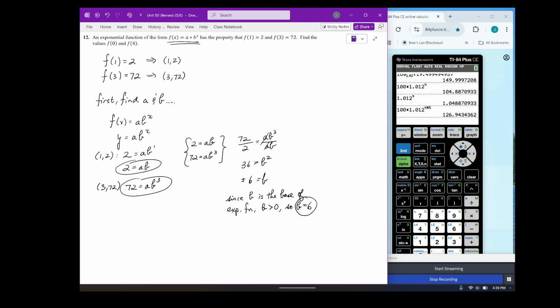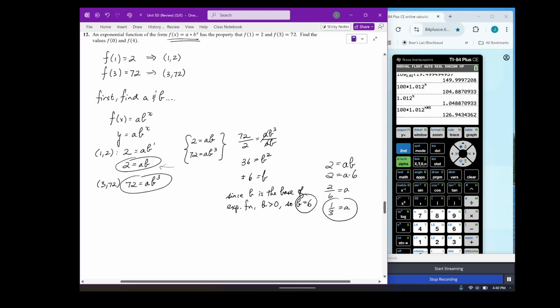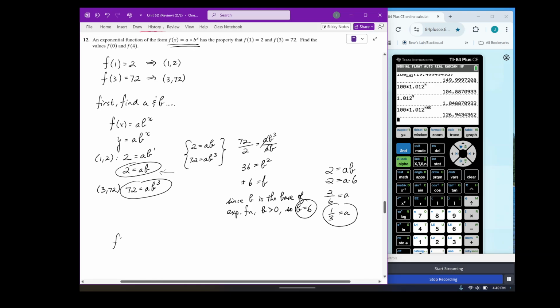Okay, so now we know b is 6. And then I've got to go back and plug it into one of my two equations. And that one looks a lot easier to plug into. So 2 equals ab, so 2 equals a times 6. And if I divide both sides by 6, I get a is 1/3. Okay, so now I know my equation is f of x equals ab to the x, which is really 1/3 times 6 to the x.